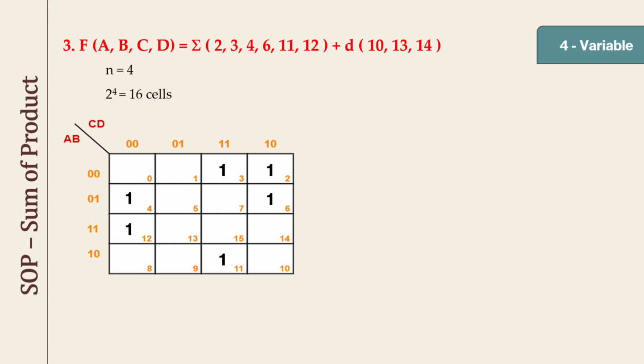But it's not the end here. We still have the don't care values. So we need to put the don't care values at the positions cell number 10, cell number 13, and cell number 14. The remaining cells will be filled with 0. Now let's move on to grouping. In the cells, can you analyze how we can get the grouping so that we get the simplest expressions at the end?